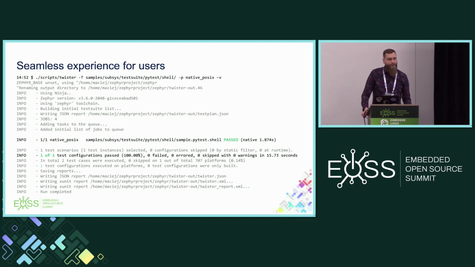On this slide, I'm just showing you the typical Twister command that you're going to call, pointing to a location where our test is sitting, telling it that we're going to run it on native POSIX. And then basically it looks like any other test from the Twister user perspective. What is highlighted here is just that you see that there was a test passed in less than 2 seconds on native POSIX. And that's it. So it looks like any other Twister output. So you don't know that there was even Pytest in the background.